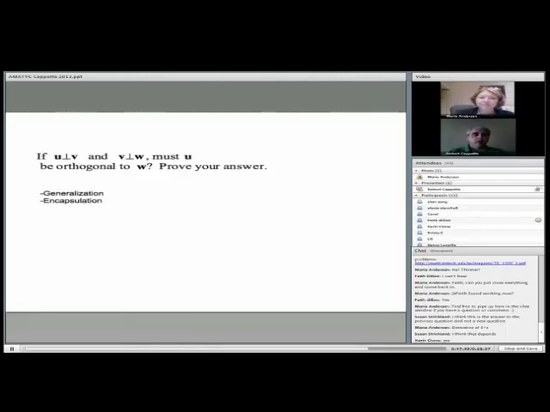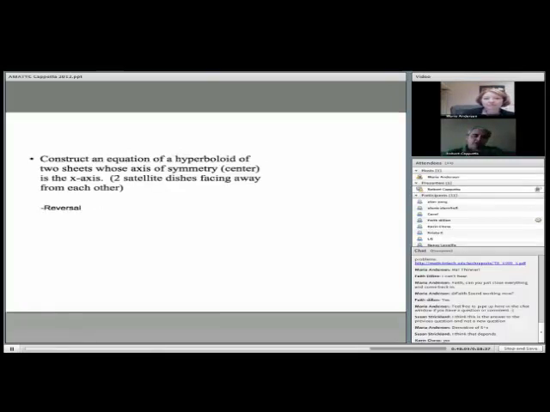Another one, if U is orthogonal to V and V is orthogonal to W, must U be orthogonal to W? Relatively easy question for us to answer, one that's a little challenging for our students.